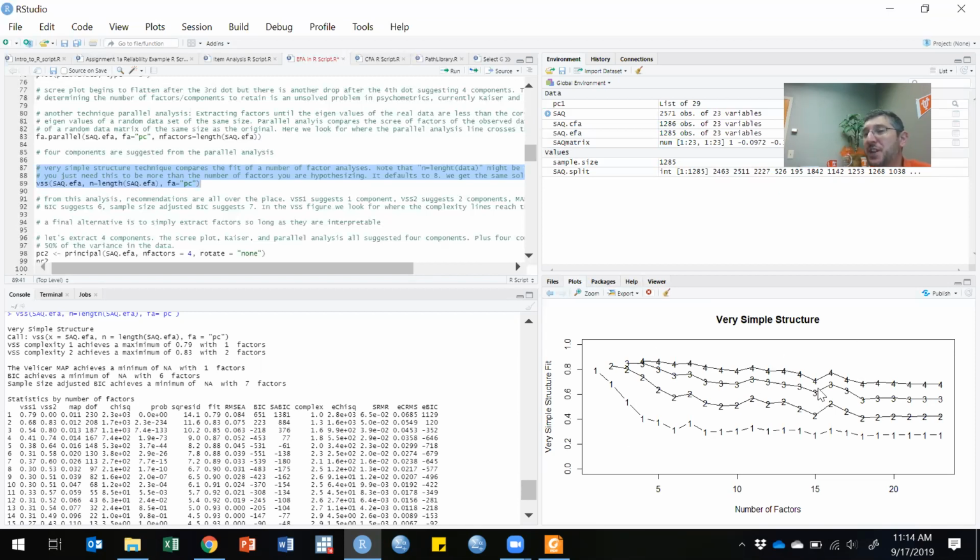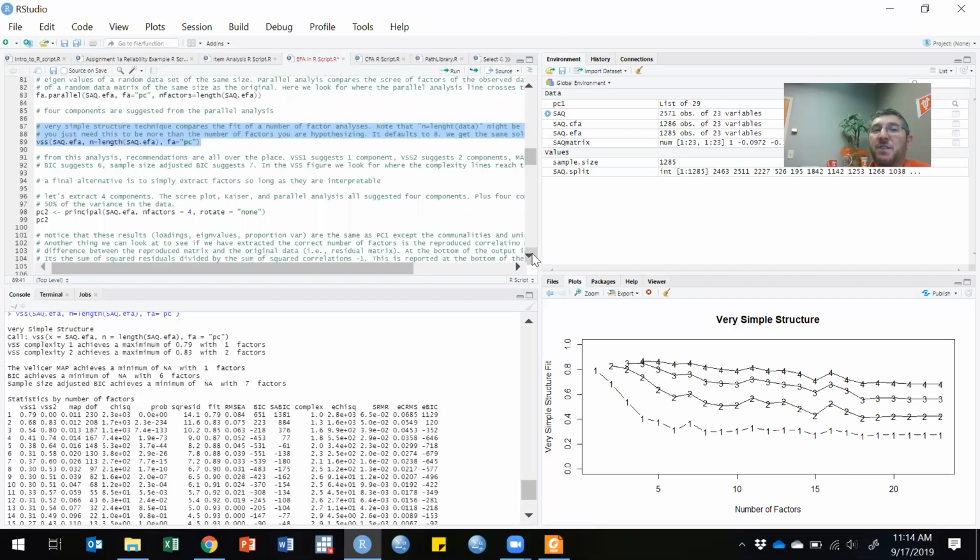It also outputs a very simple structures diagram, the VSS. Basically, you look on here for where these achieve a maximum. You can see why they're all suggesting one. None of the other factors retained has the very simple structure fit at its maximum. If the maximum was way up here, it would suggest 10 factors.